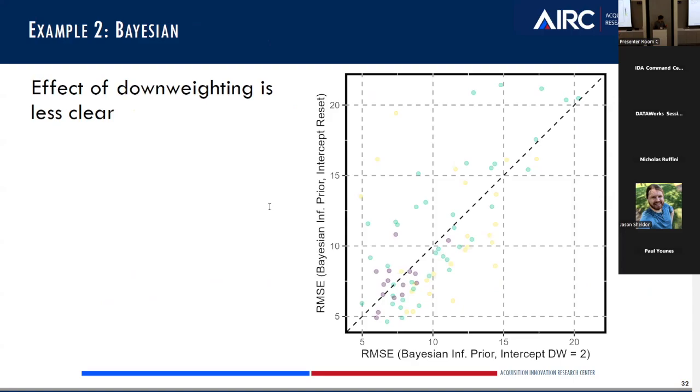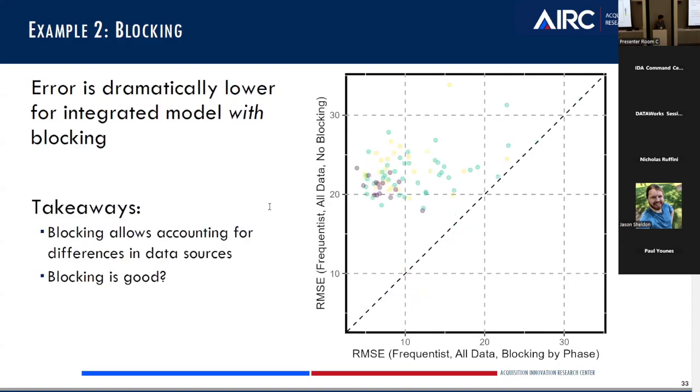Okay, the first thing is Bayes, and really what we see here is that the effect of the downweighting is maybe a little more ambiguous, right? Maybe we're doing a little better when we downweight more aggressively, which maybe you would expect, but the effect here isn't huge. We're not seeing one method dominating the other. Okay. All right, but now if we look at blocking, right?